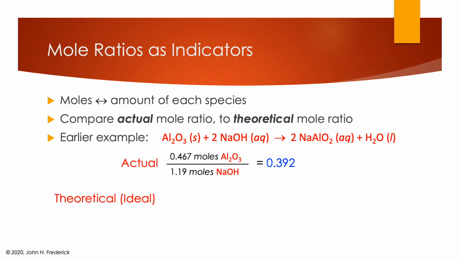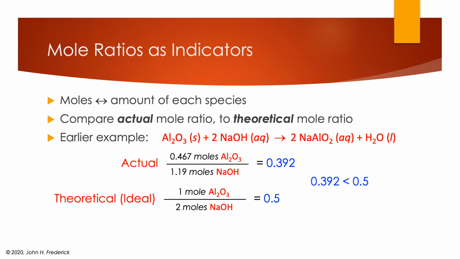Well, I know what ideally the ratio should be from the balanced chemical equation. If I look at the coefficients in front of those species in the equation, I see a 1 in front of the aluminum oxide and a 2 in front of the sodium hydroxide. So I know that theoretically there should be a 1 to 2 mole ratio of these two. So when I divide these two, I get a different number. I get 0.5.